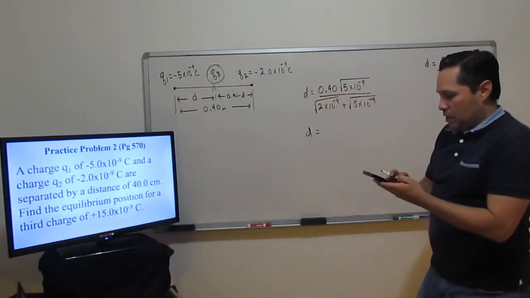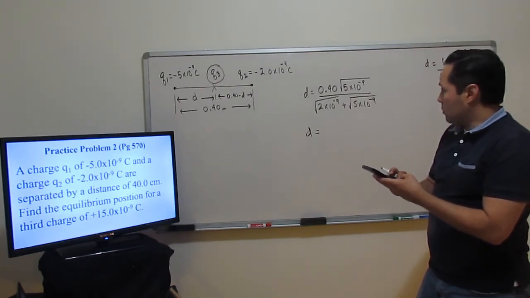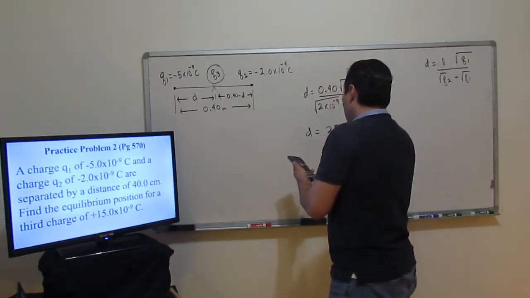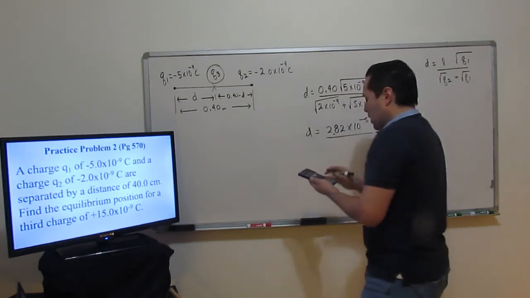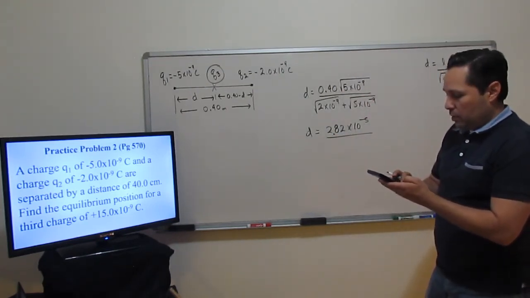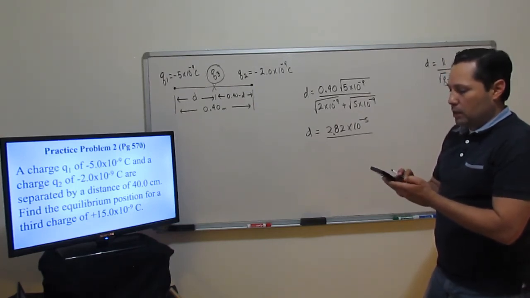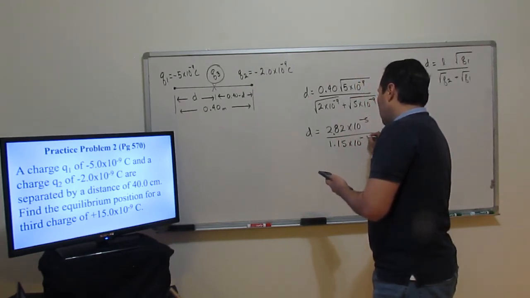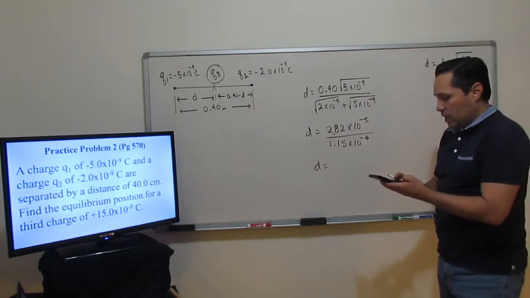We'll plug it into the calculator one more time and give us our answer. So it's going to be square root of 5 times 10 to the negative 9 times 0.4. Our numerator is 2.82 times 10 to the negative 5. Our denominator is square root of 2 times 10 to the negative 9 plus square root of 5 times 10 to the negative 9, equals 1.15 times 10 to the negative 4. Finally, just divide both of these, and that is our answer.